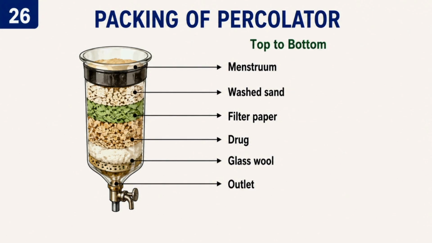From top to bottom, we have menstruum, washed sand, filter paper, drug, glass wool and outlet. Each layer has a role. The drug is the extraction material, glass wool supports the drug bed, and filter paper and washed sand help maintain the upper surface. Menstruum enters from the top and the percolate leaves through the outlet. You can compare the percolator to a carefully designed filtration column. The arrangement must support controlled solvent movement here.